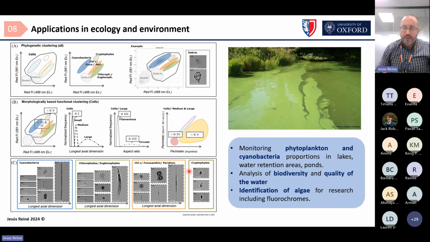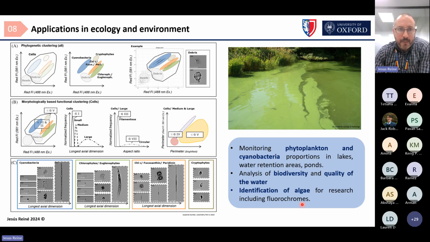One of the reasons this is really important is that phytoplankton and cyanobacteria are always relevant, because the proportion of one or the other can give us information about the quality of the water and also the biodiversity of the sea or the lake where the samples are collected. In addition, like I said before, identifying algae from the sea or other locations can help us develop new fluorochromes because they naturally have these pigments inside.